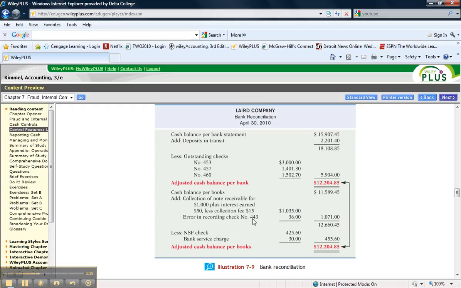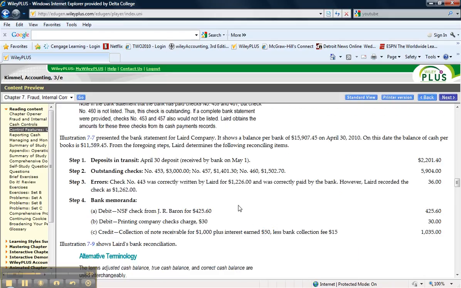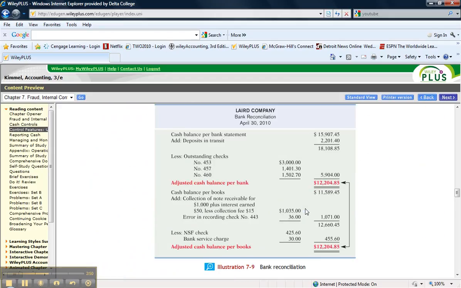Then we have an error, check number 443. Let's go read about that. Errors. Check 443 was correctly written for $12.26 and correctly paid by the bank. However, Laird recorded the check as $12.62. So if we recorded the check as $12.62, that means we credited cash for $12.62. We reduced cash by $12.62. We should have reduced cash by $12.26, so we reduced it too much. So we have to add back the difference, $.36, to our cash account on our books. So that's why we're adding $.36 to cash right here.